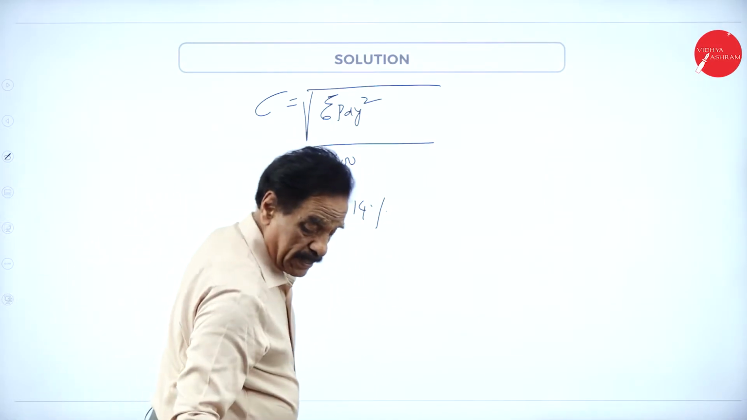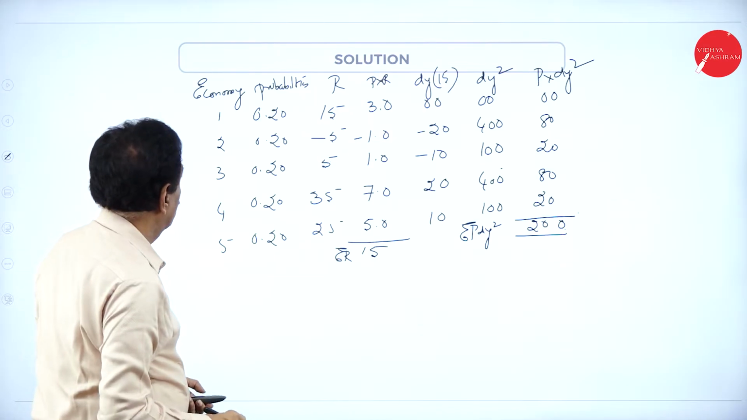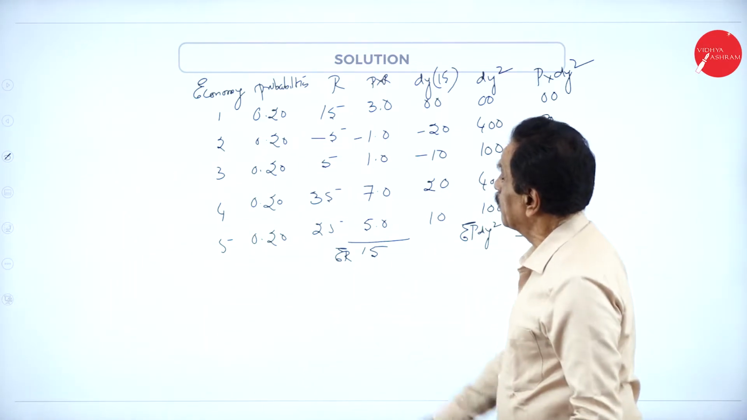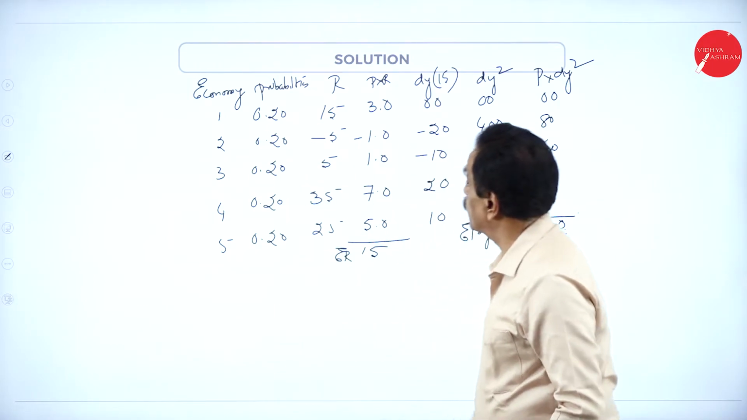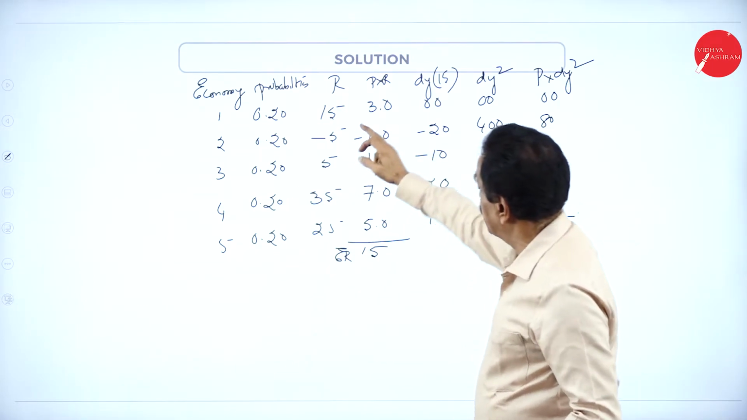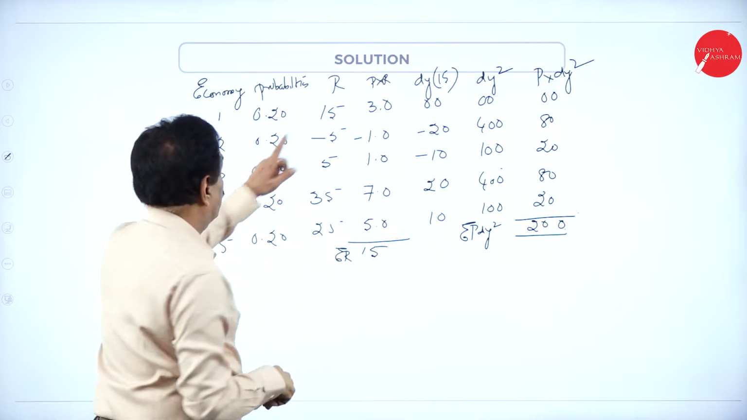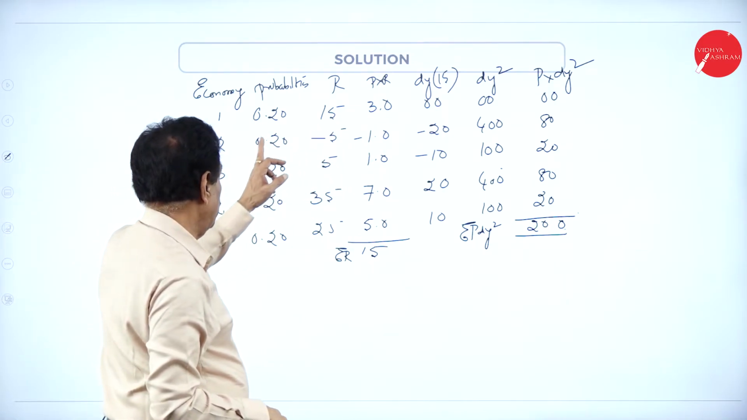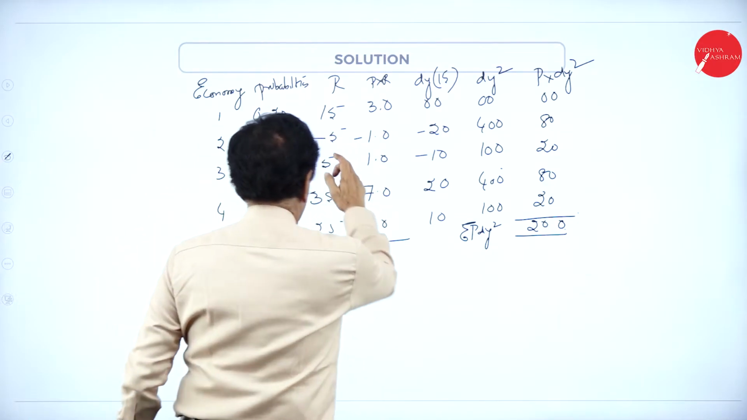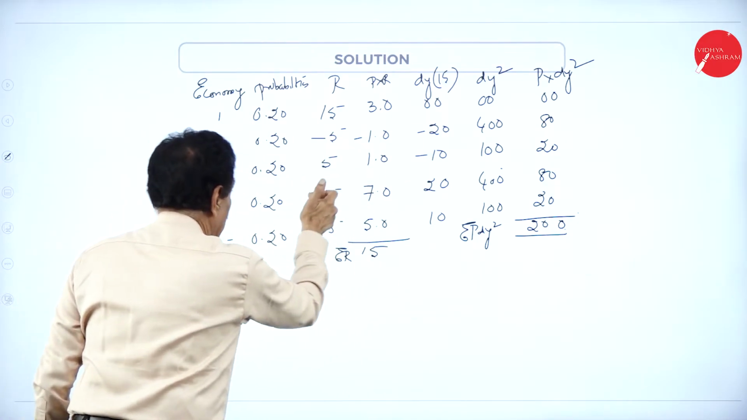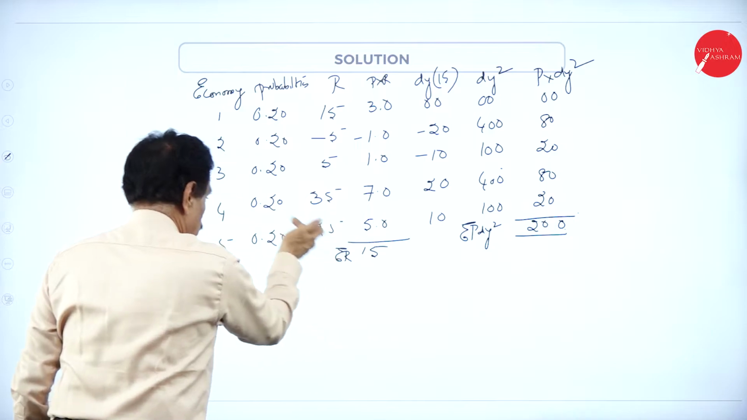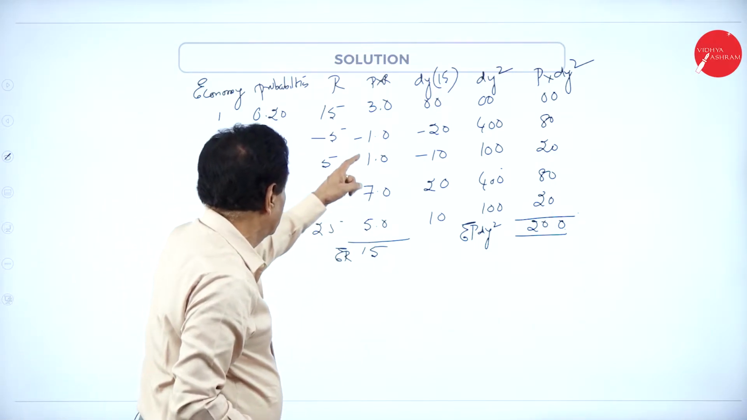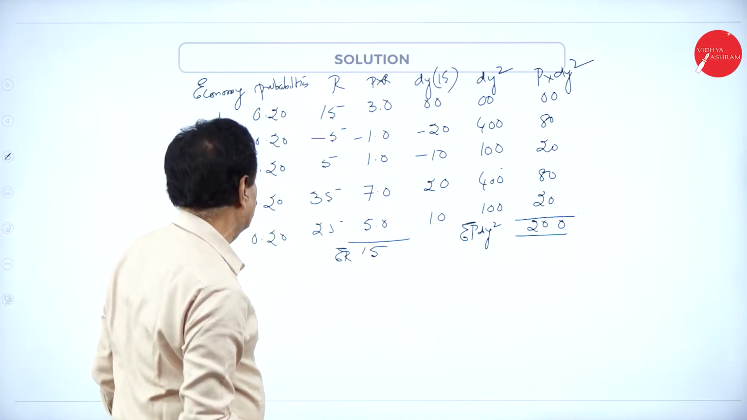And the probability is given. So what are the steps you have taken? The economy and probability have been given. 15 into 0.20 is 3. Minus 5 into 0.20 is minus 1. Plus 5 into 0.20 is plus 1. 35 into 0.2 is 7. 25 into 0.2 is 5. Total is 7 plus 5 is 12, 13, 16 minus 1 gone is 15.